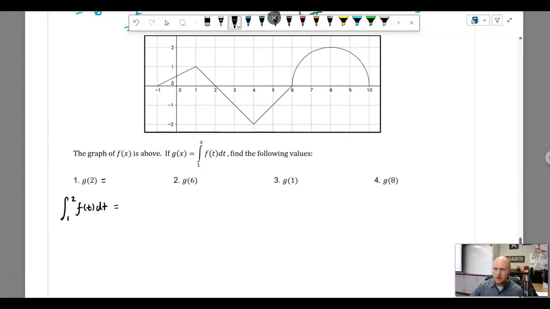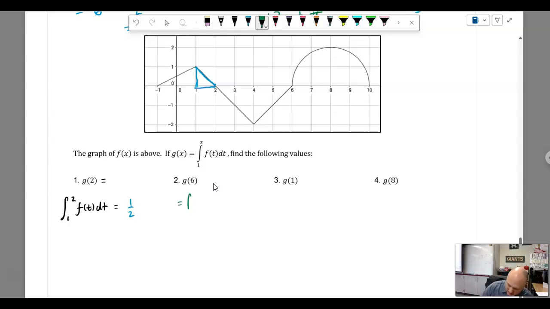So that's the area under the curve up here, and 1 to 2 is right here. So the area under this curve is going to be 1/2: 1/2 times 1 with the height of 1. So 1/2, 0.5.